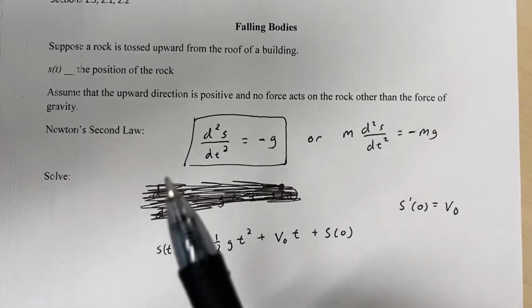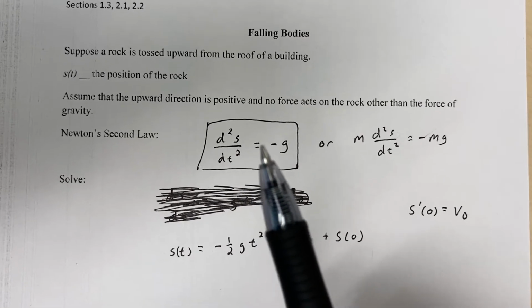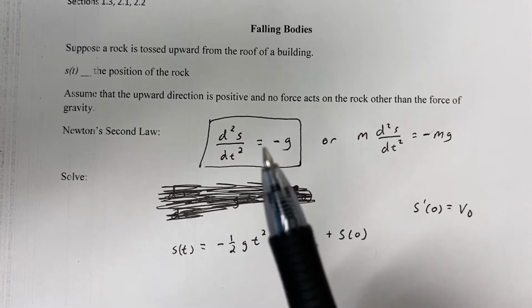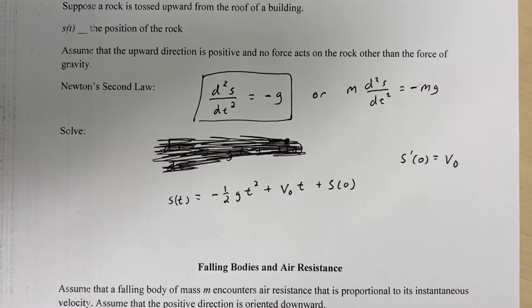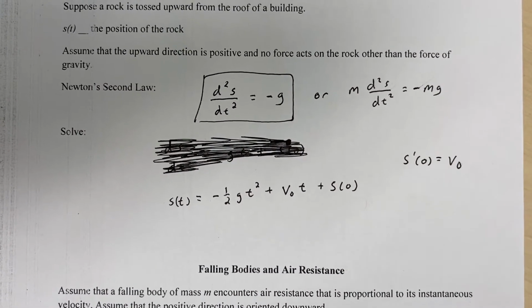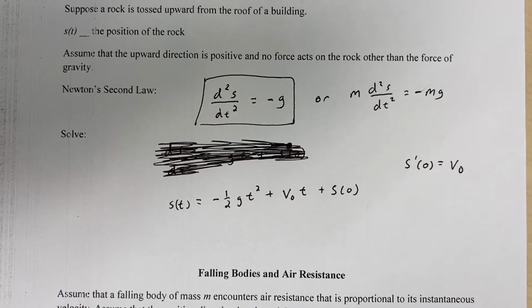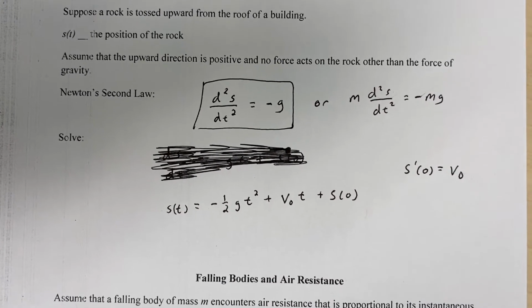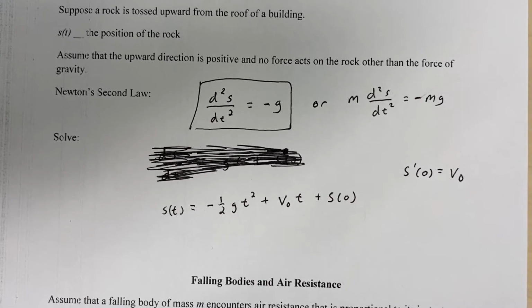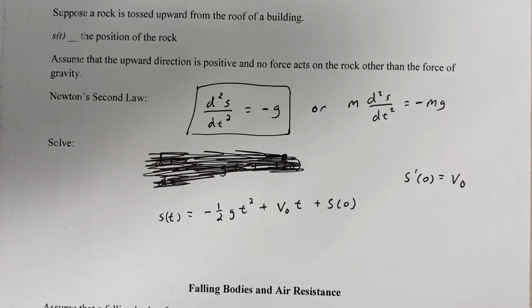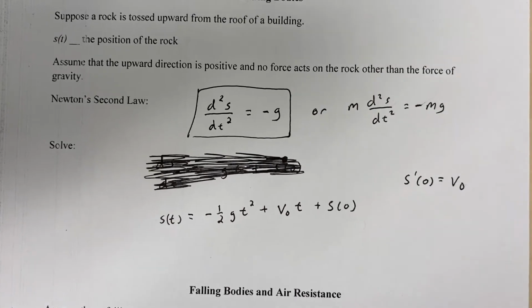Now, we could solve this if we wanted to. If we solve this, to get back to the position function, we would have s(t) equals negative 1/2 g t squared plus the initial velocity times t plus the initial position, where this is a formula that I believe you see in your early physics classes.